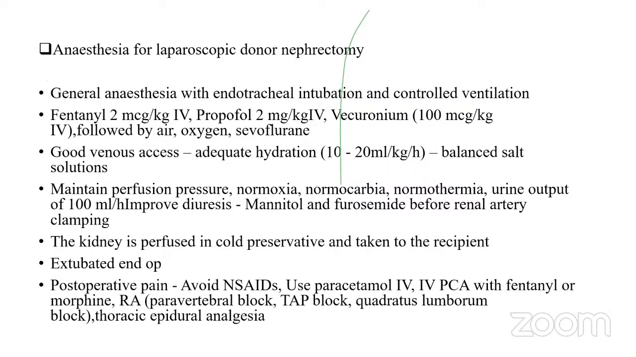Anesthesia for laparoscopic donor nephrectomy. General anesthesia with endotracheal intubation and controlled ventilation, using fentanyl 2 microgram per kg, propofol 2 mg per kg, and vecuronium 100 microgram per kg, followed by maintenance with oxygen, nitrous, air, and sevoflurane. Good venous access should be secured for adequate hydration, 10 to 20 milliliter per kg per hour, and balanced salt solution should be used. Maintain perfusion pressure, normoxia, normocarbia, normothermia, urine output of 100 ml per hour, and improve diuresis with mannitol and furosemide before renal artery clamping.